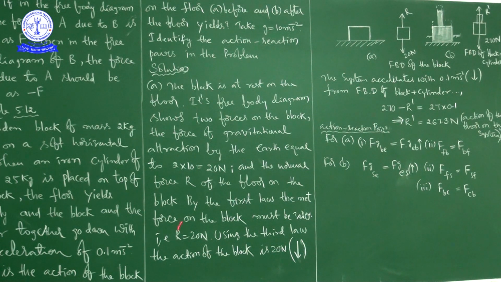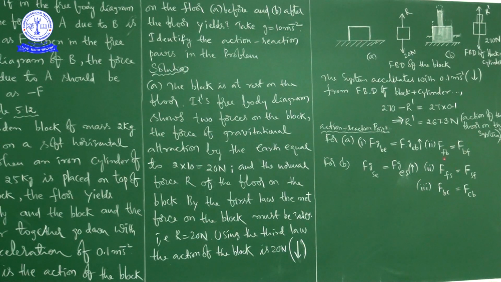Action is equal to minus reaction, no? So the magnitude is the same, but the direction will be different. One is downward and the other one is upward, right? So this is one pair. What is one pair? The force of gravity on the block by the earth is action, and the reaction is the force of gravity on the earth by the block. It is one pair.